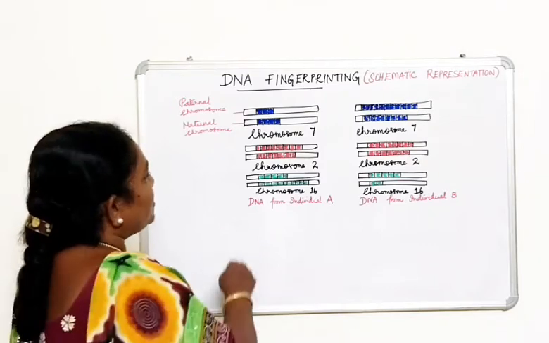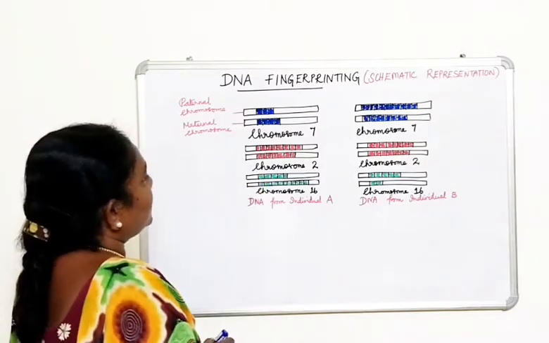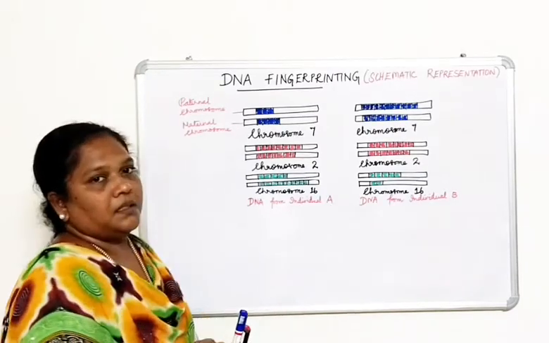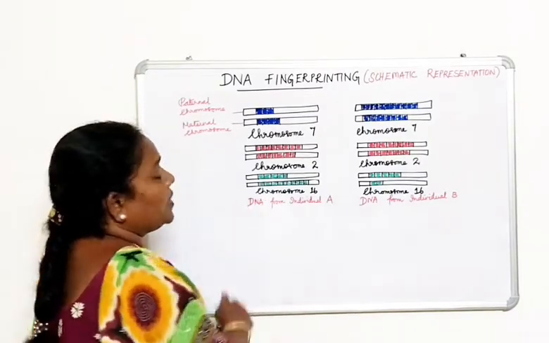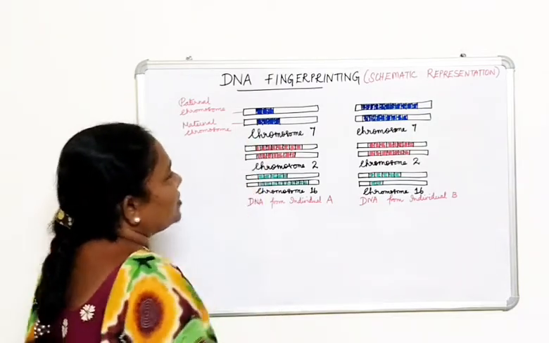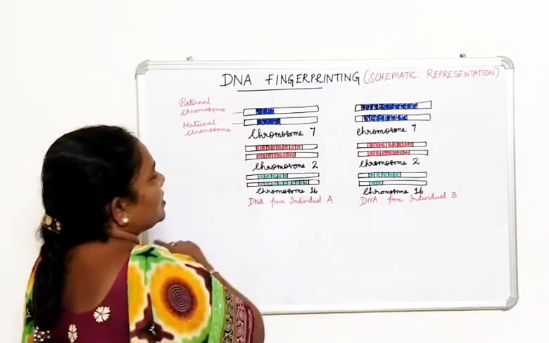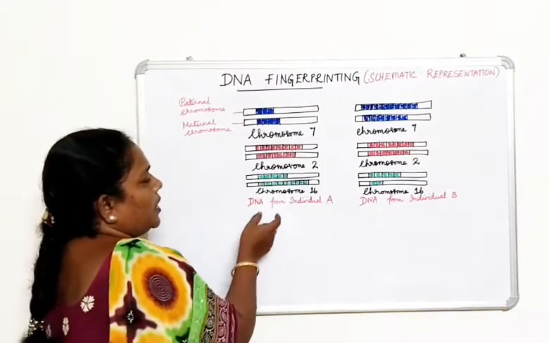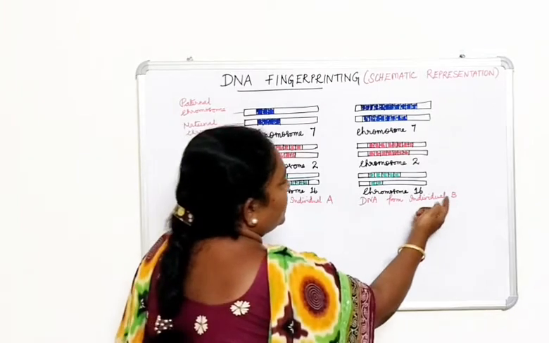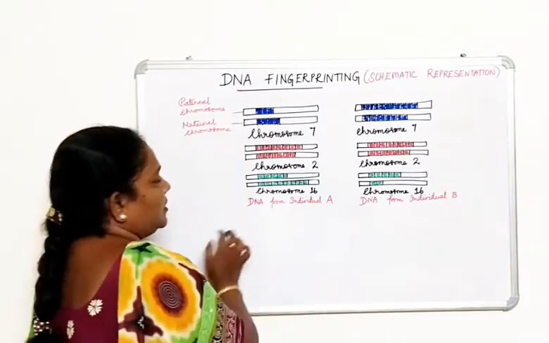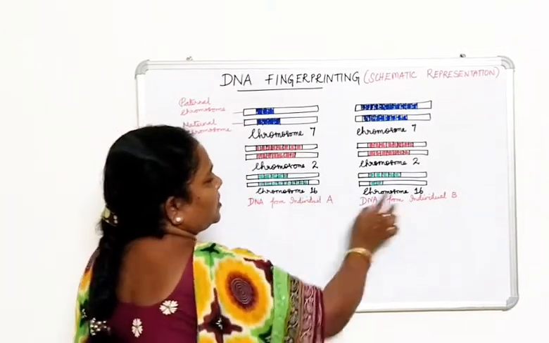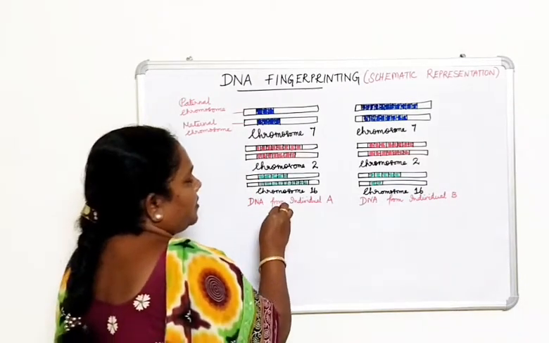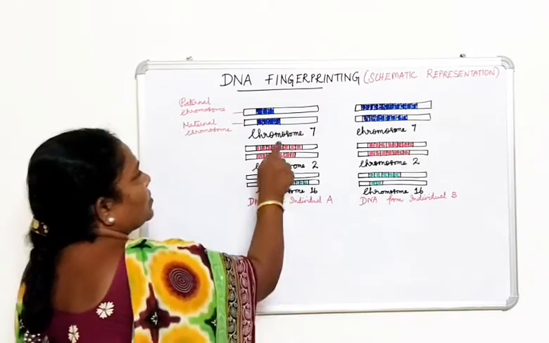When you look at this DNA, you can see chromosomes represented, and they are colored to make it easy to learn. A few representative chromosomes are shown here: chromosome 7, chromosome 2 and chromosome 16. We have taken the same chromosomes in both individual A and individual B. So there are two persons, the DNA taken from two individuals, one is A and one is B, and the same chromosome is identified from both. So this is chromosome 7.